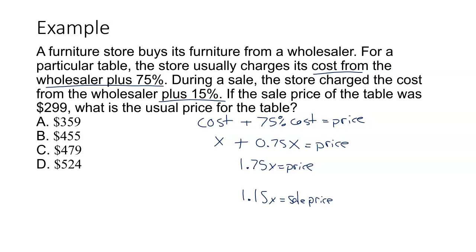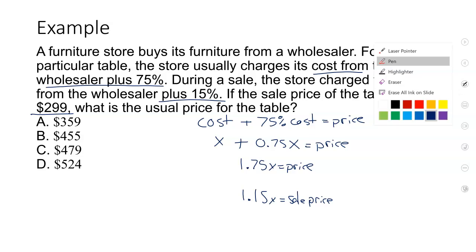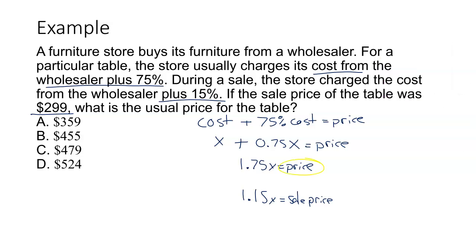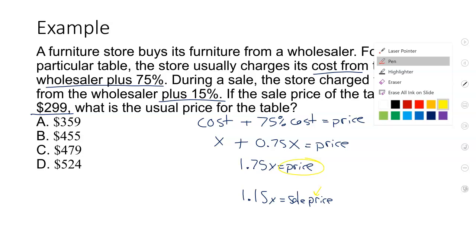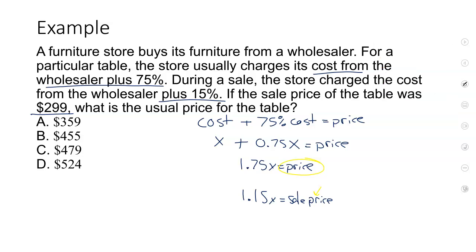Now, the sale price of a table was $299. What is the usual price? We need to find the original price. We were told the sale price, and we have equations that model both. X represents the wholesale cost, because that doesn't change. Luckily, wholesale cost doesn't change. So I can start with 1.15X equals $299.